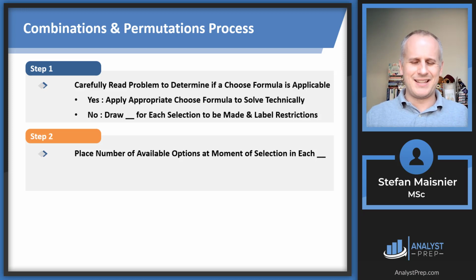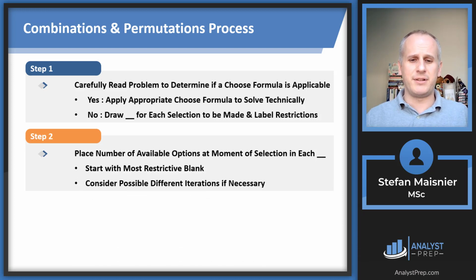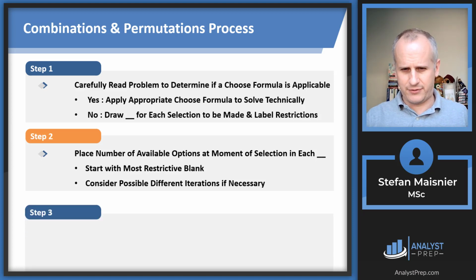Then you want to place the number of available options at the moment of selection in each blank, and you always want to start with the most restrictive blank and consider different possible iterations if necessary as well. So, like if there was a way to say Edward is selected or Declan is selected, then you might have to actually draw out one scenario where Edward's selected, one scenario where Declan's selected, and add the two together. So it can get rather complex, but you may have to consider different iterations.